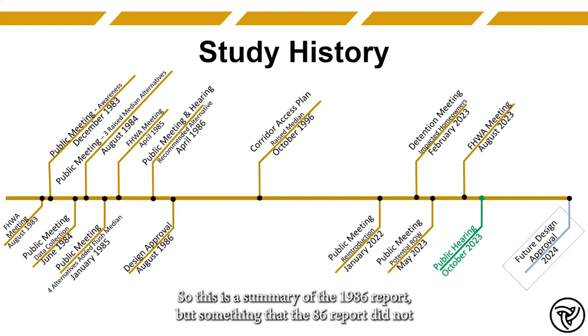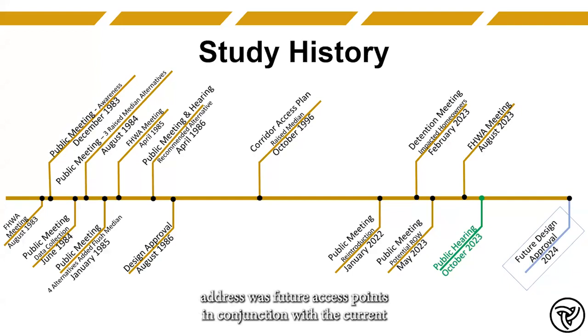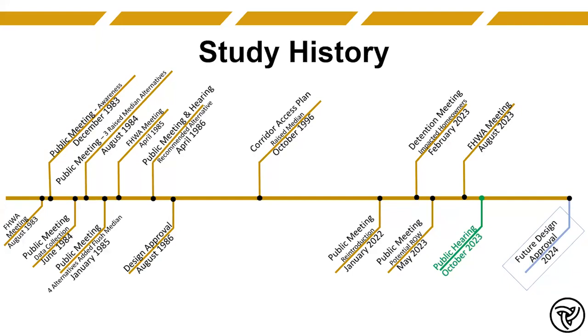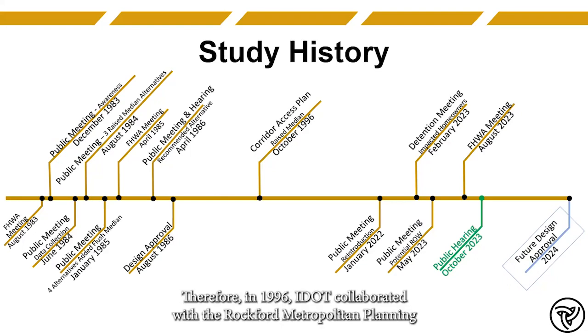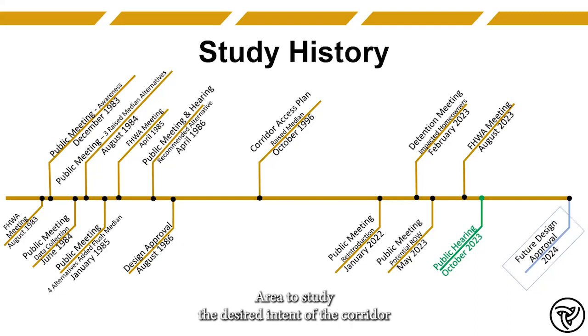So this is a summary of the 1986 report, but something that the 86 report did not address was future access points in conjunction with the current intersecting roadway system. Therefore, in 1996, IDOT collaborated with the Rockford Metropolitan Planning Area to study the desired intent of the corridor and the number of intersections that would be allowed in order to preserve the integrity of traffic flow through the corridor. Having an access control plan in place in advance of the future development is crucial to eliminating random access points by future developers' personal objectives, which can ultimately impact everyone's safety and traffic flows.